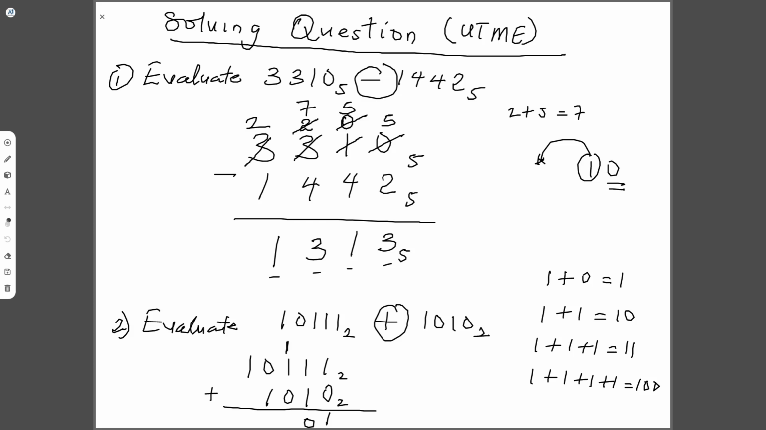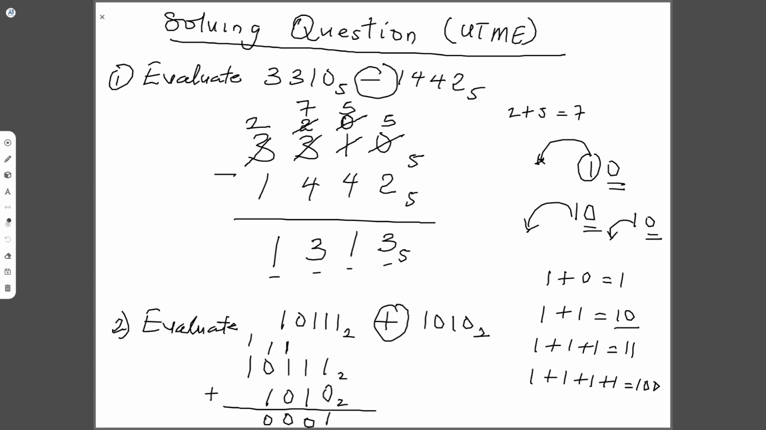1 plus 1 plus 0. We still amount to this, 1, 0. You write 0 down, and you keep the 1 to the next operation. 1 plus 0 plus 1 will also give us 1, 0. Write 0 down and keep 1 to the next operation. So we have 0 and we'll keep 1 here.